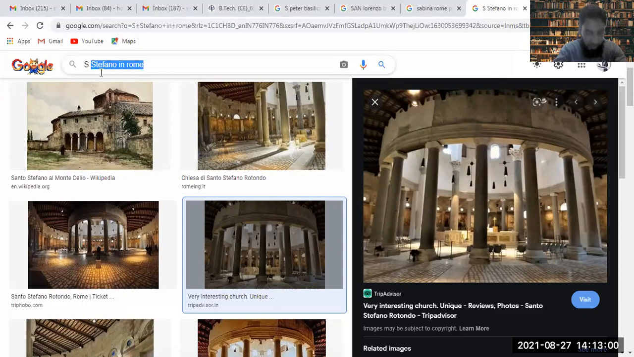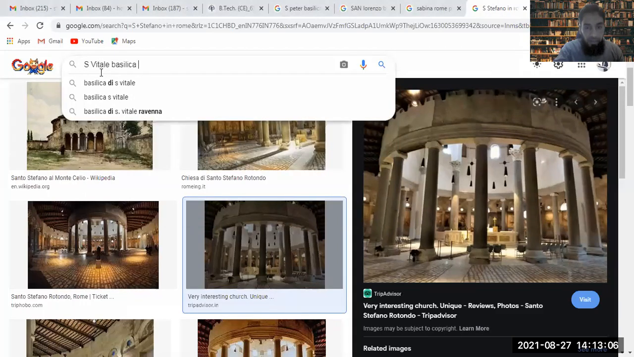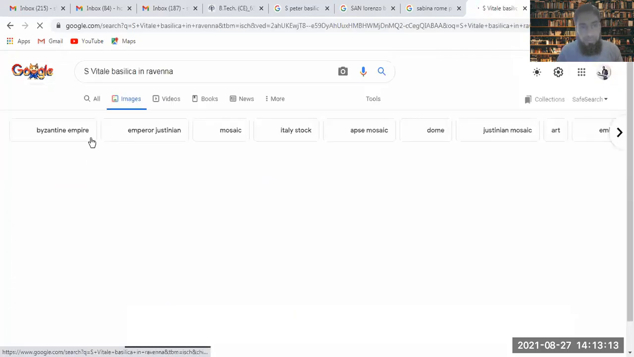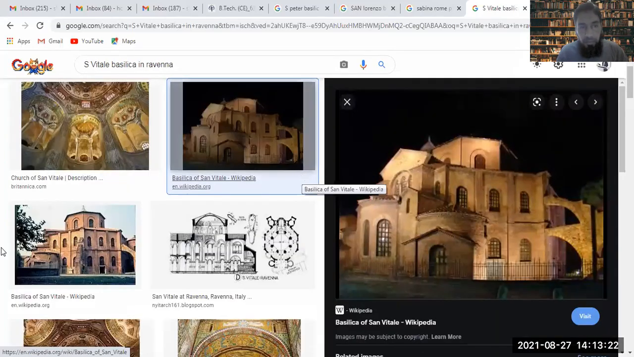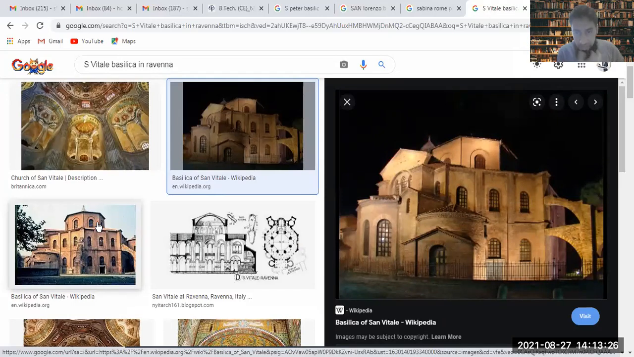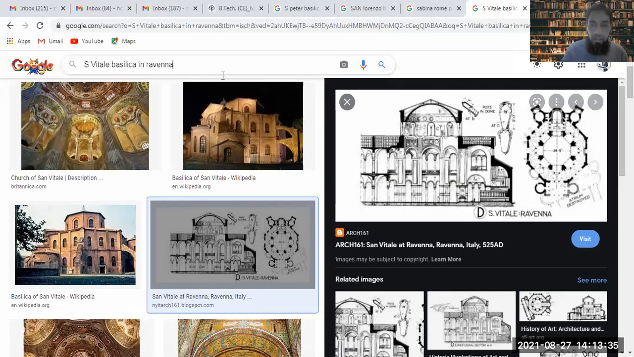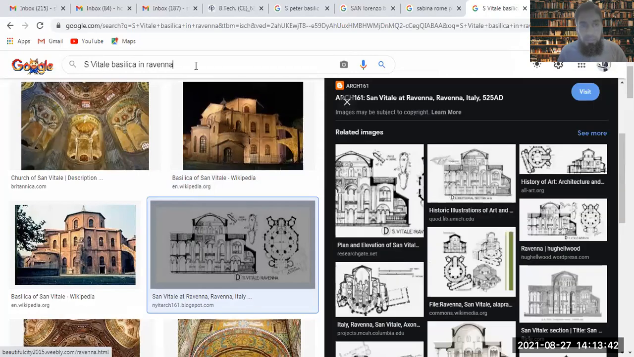Then you have Saint Vitali Basilica. This is in Ravenna. Now this is a unique architecture which has got a plan here.